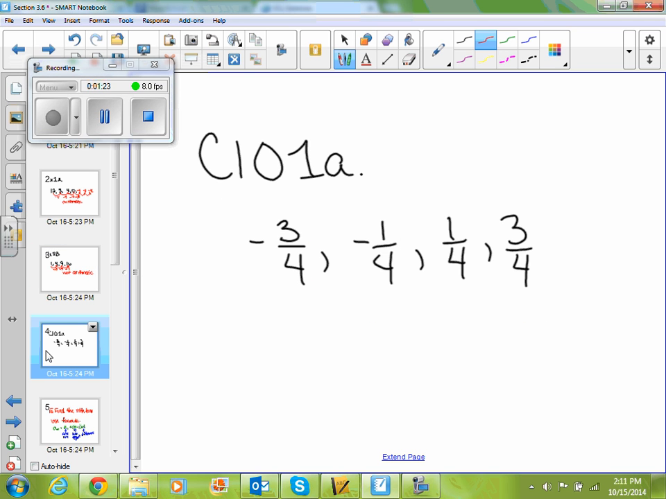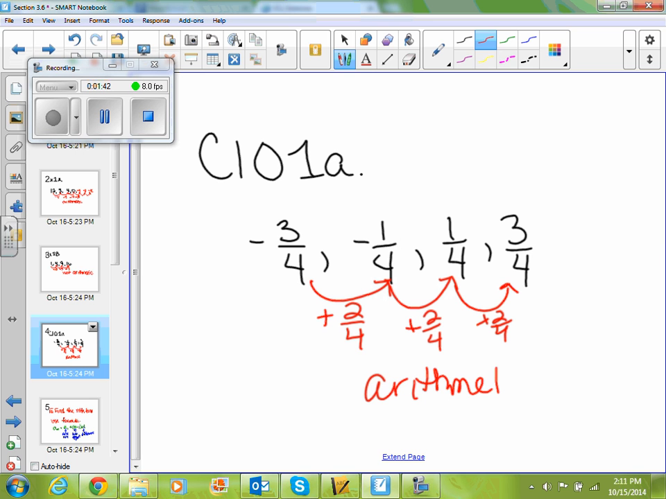If I look at the next one, I have -3/4, -1/4, 1/4, and 3/4. Add 2/4. Add 2/4. Add 2/4. So it is arithmetic. If I want to find my next 3, you can just write 5/4 as an improper fraction. Then 7/4, and then 9/4.